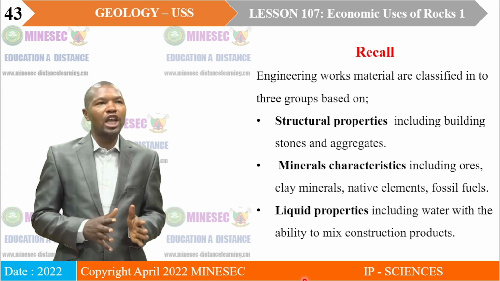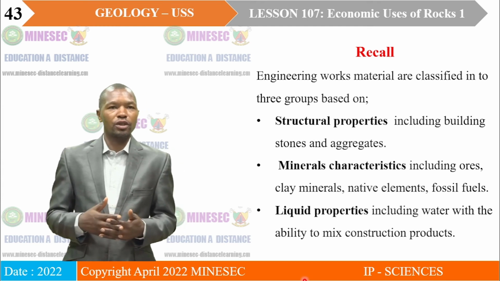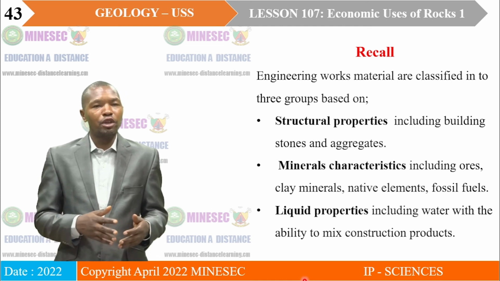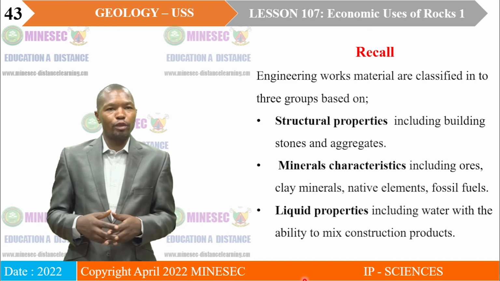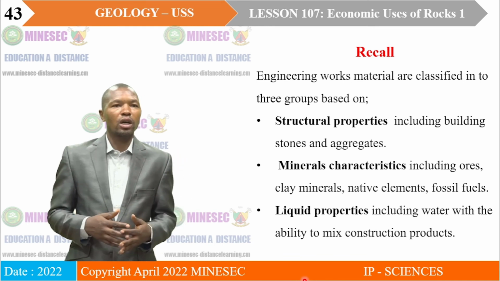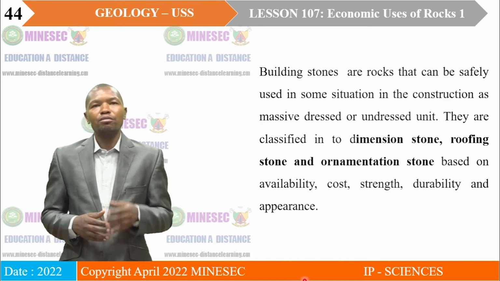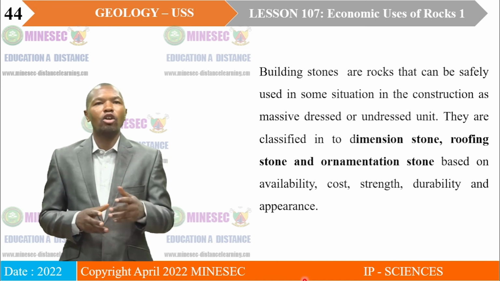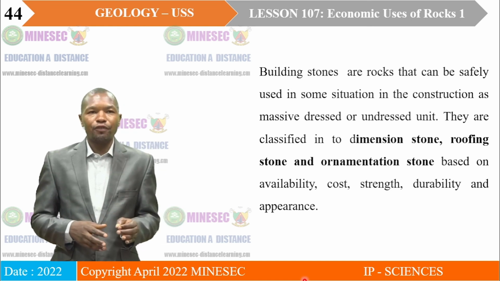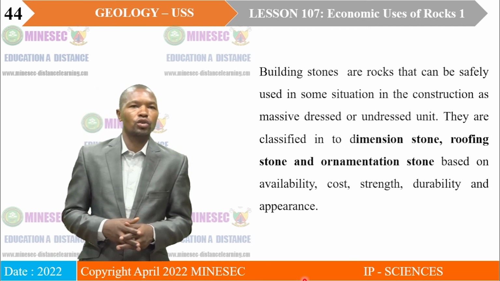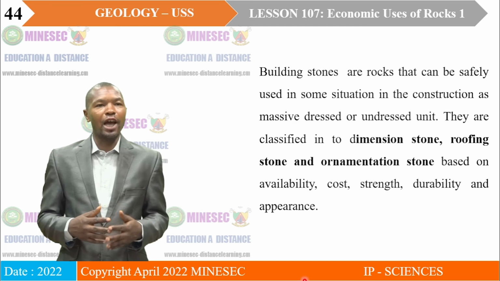Now, recall that engineering work materials are classified into three groups. Based on structural properties, including building stones and aggregates. Then mineral characteristics, including ores, clay minerals, native elements, and fossil fuels. Then liquid properties, including water, with the ability to mix construction products like cement. Building stones are rocks that can be safely used in some situations in construction as massive dressed or undressed units. They are classified into dimension, roofing, and ornamentation stone based on their availability, cost, strength, durability, and appearance.